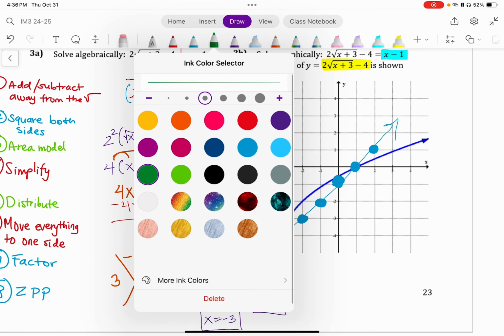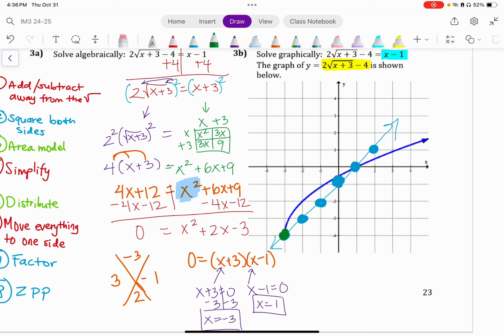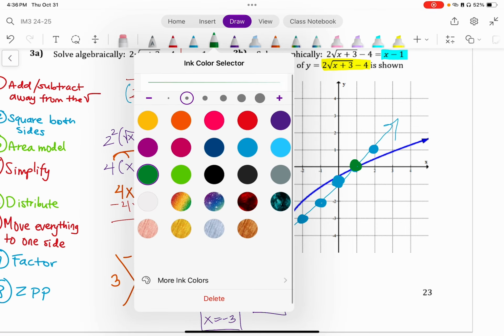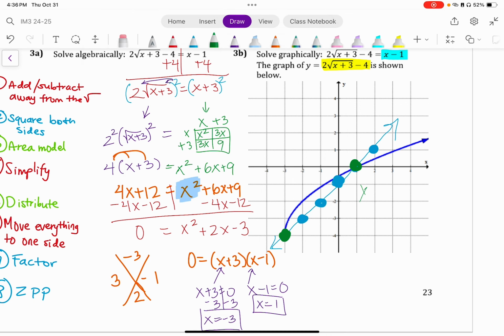Now, solutions on a graph are points of intersection. In this case, our 2 points of intersection should match what we got by solving algebraically, and they do. Our first point of intersection is x equals 1. Our second point of intersection is x equals negative 3.